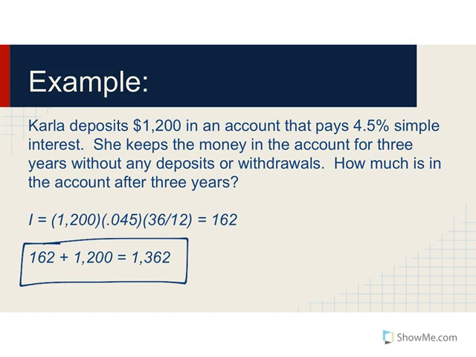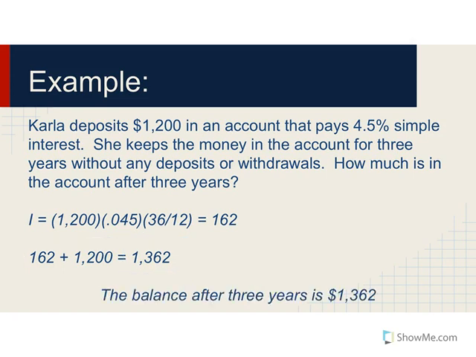And when we add those, we have $1,362. So now I can write my final sentence. The balance after 3 years is $1,362. And if we make our little money sign, because we're going to be using money, you're going to add those double zeros there.